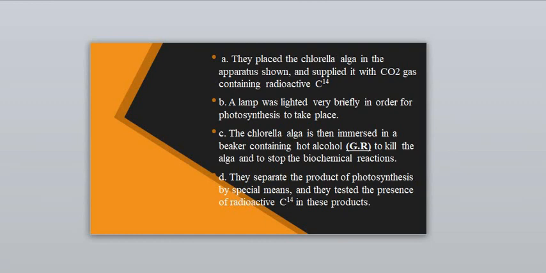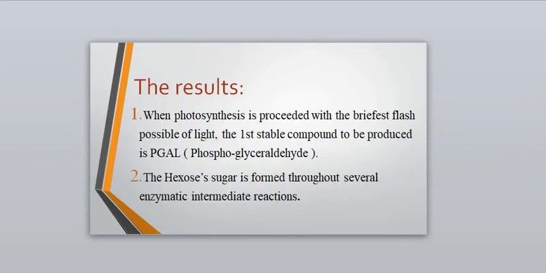They separated the products of photosynthesis. He found that they were PGAL, with 3 carbon atoms and radioactive carbon 14, which is phosphoglyceraldehyde. It is the second product of the photosynthesis process, and to make a glucose we need 2 PGAL.